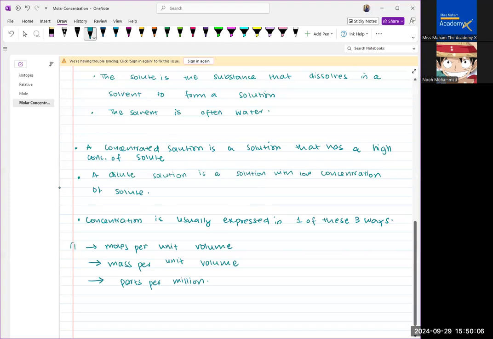So these are the 3 units in which you can express concentration. It's either moles per unit volume, mass per unit volume, meaning grams over volume, or parts per million. Parts per million is used for very small amounts of solute. For example, if we're counting the pollutants in air, the concentration of pollutants compared to the air around you is very much lesser, right? So parts per million is usually for lesser quantities of solutes. Okay?